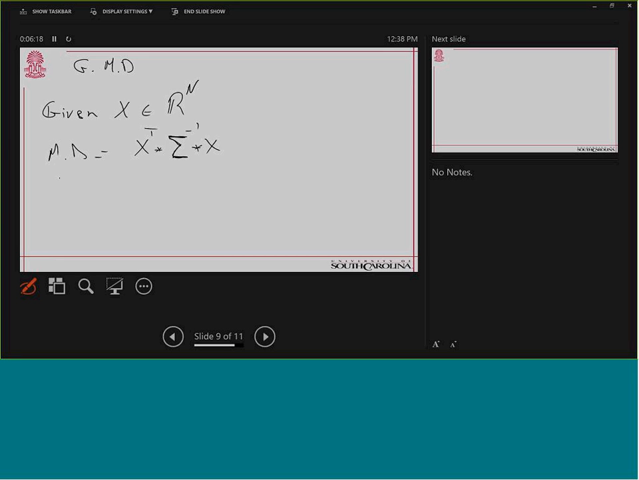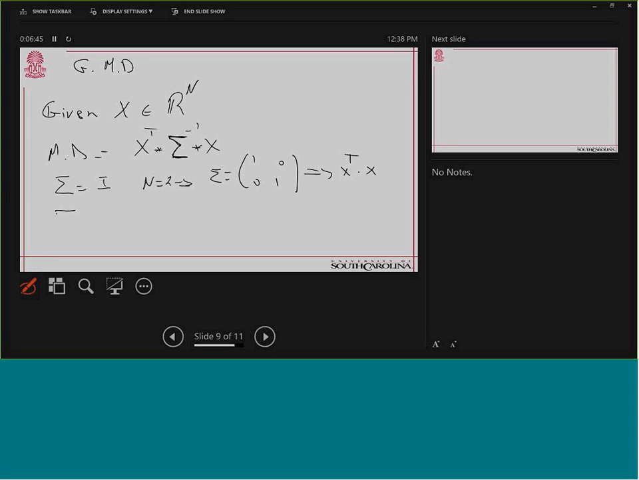In the special case that your sigma is the identity of two dimensions, when n is equal to 2, sigma becomes the matrix 1, 0, 0, 1. If you multiply this out, this is an identity. This converges to x transpose times x, which becomes the Euclidean distance.